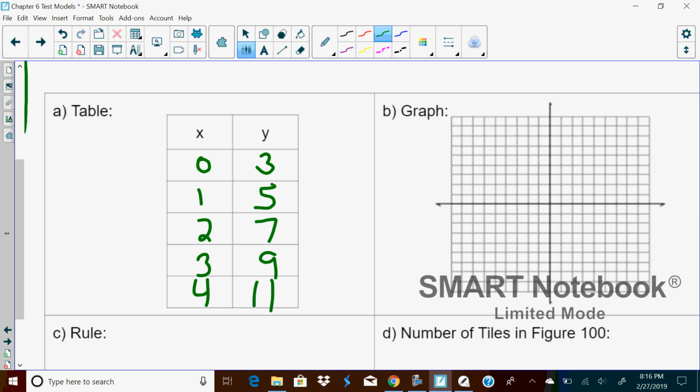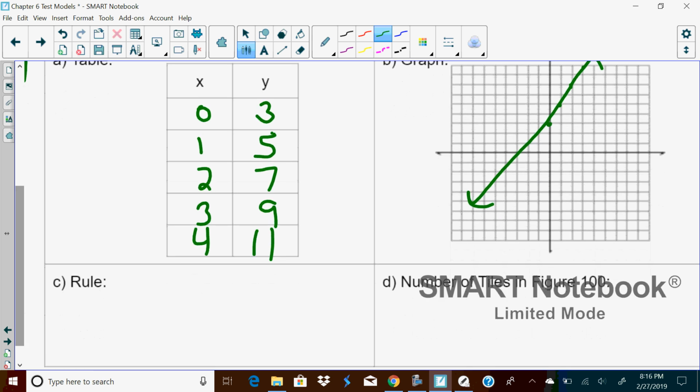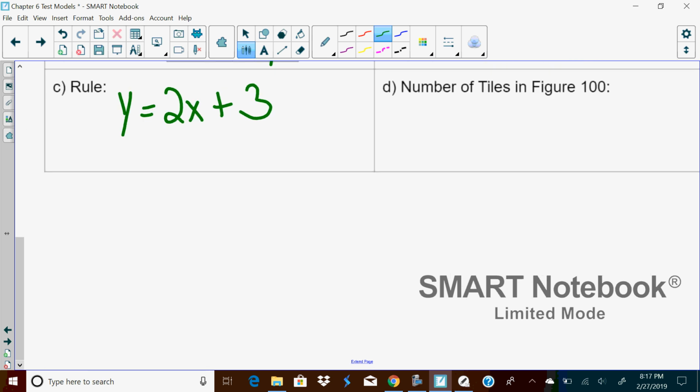So from there, I can draw a graph. So 0, 1, 2, 3. 1, I'm at 5. 2, I'm at 7. So my graph would look like this. So my rule, I know that my growth is +2. So y equals 2x plus 3, since my 0 figure is 3. So then it says, what's the number in the 100th figure? So I'm going to do 2 times 100 plus 3. So I get 200 plus 3. So the answer is 203.